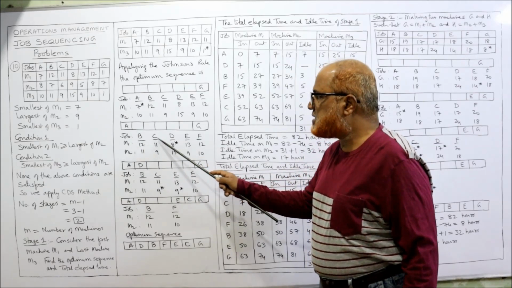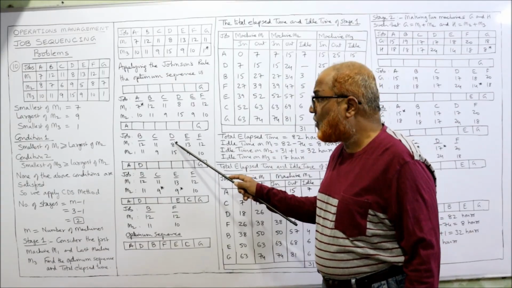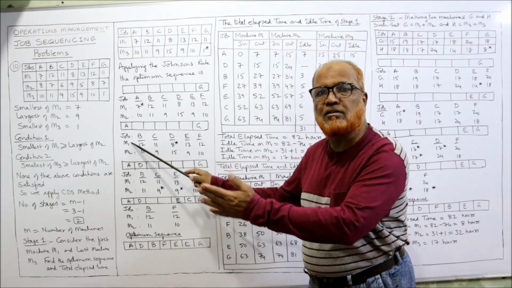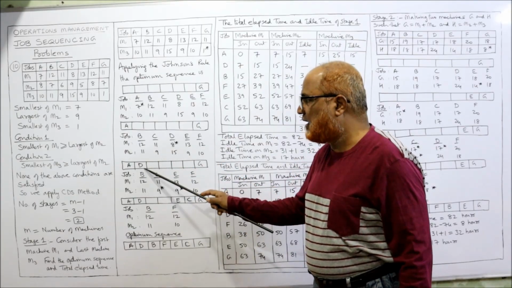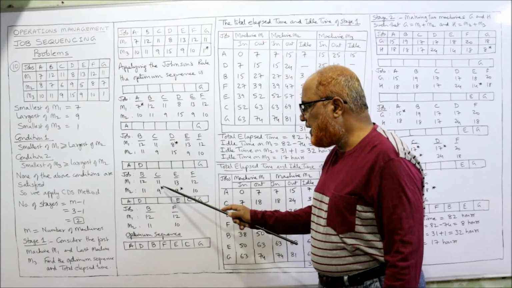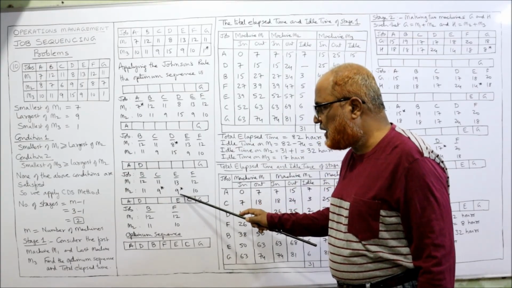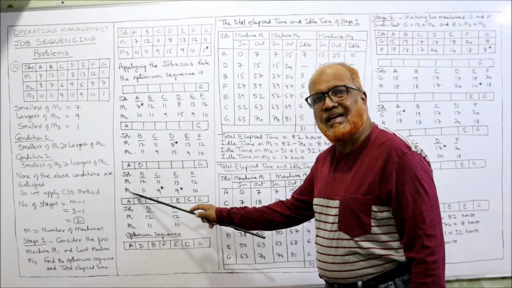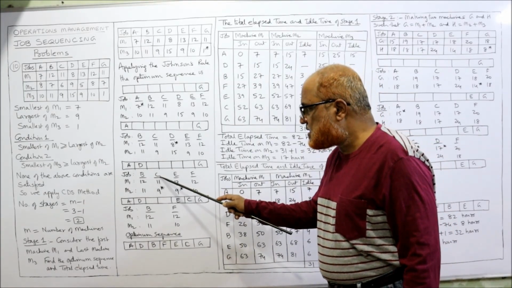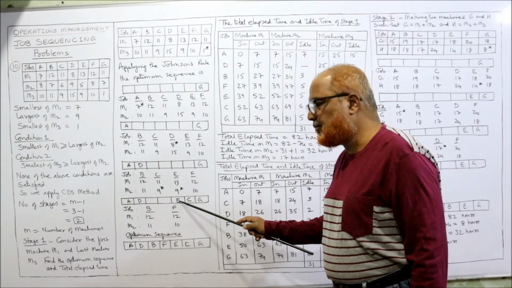Now remaining jobs B, C, D, E, F. The minimum time is 8 for job D on machine M1, the first machine, left side. So after A we'll assign D. Now remaining B, C, E, F. The minimum time is 9 hours for job C and job E, both on the second machine. Second machine means right-hand side we are doing. So we have placed C before G and E before C.